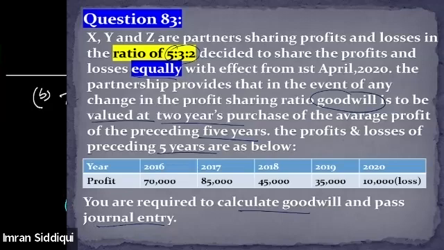Okay, so now see, in this question we have the profit of the last 5 years given. In the year 2016, we made a profit of 70, then 85, then 45, then 35,000. And in the year 2020, we made a loss of 10,000. Considering all these values, we need to first find out the goodwill and then accordingly do the journal entry. The journal entry will be done assuming that it is self-valued goodwill.